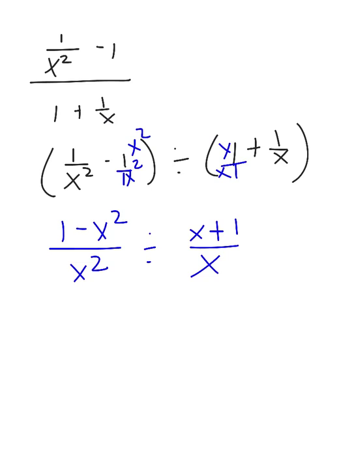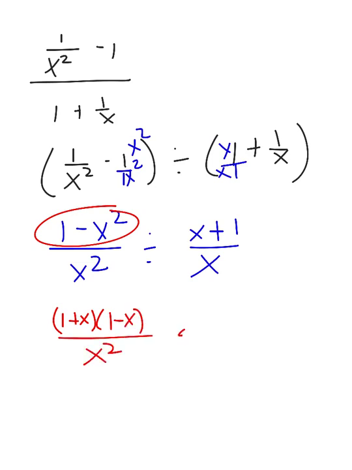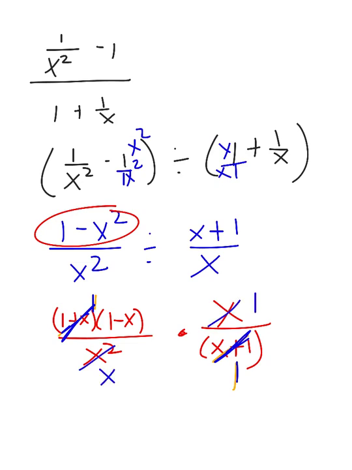Now I can do same change flip and factor. So 1 minus x squared is 1 plus x, 1 minus x over x squared times x over, I cannot factor x plus 1. Now we can reduce. So 1 plus x and x plus 1, they are the same thing. They reduce to 1 and 1. 1 minus x does not reduce, but x and x squared reduce to x and 1. So my answer is 1 minus x over x.